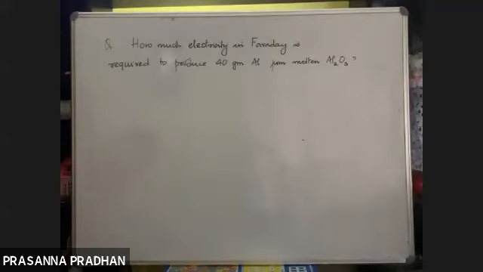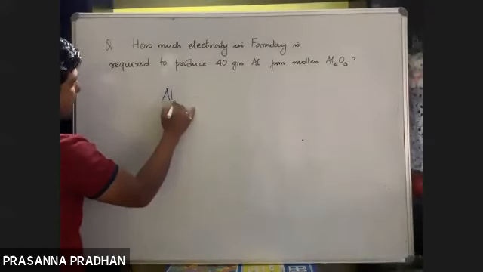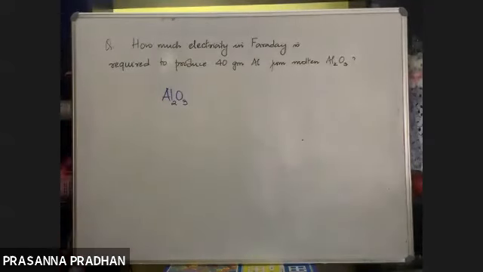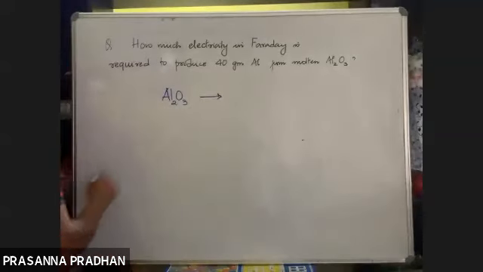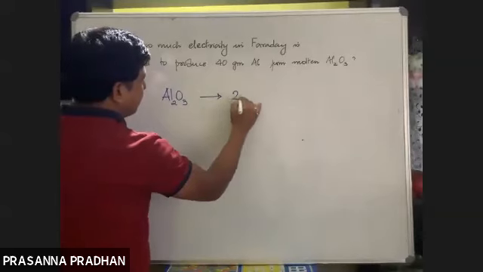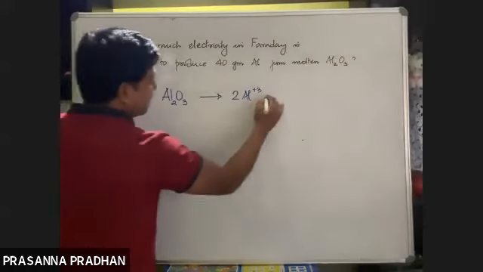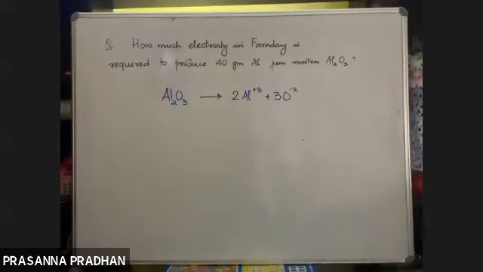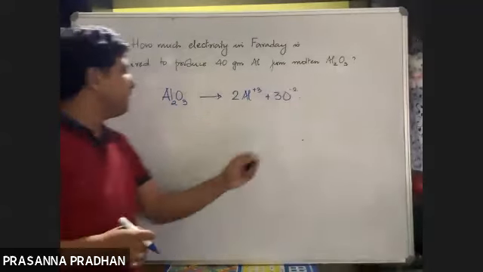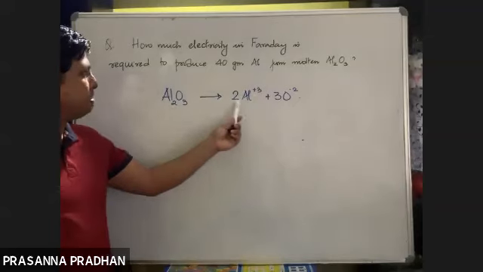So what is the equation? Any one of you, what is the equation? Al2O3. Now, how many aluminium ions are involved out here? 2 aluminium +3 ions are involved. And how many oxide ions? 3 oxide ions are involved. Molten means it dissociates, so in the dissociated state it produces 2Al+3.